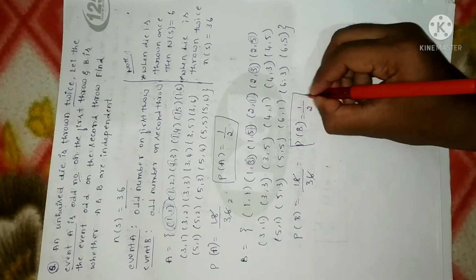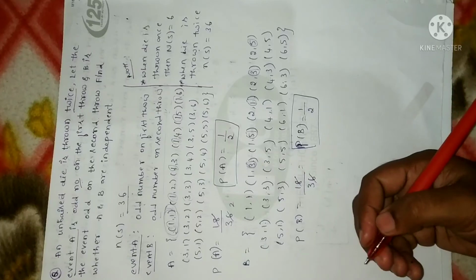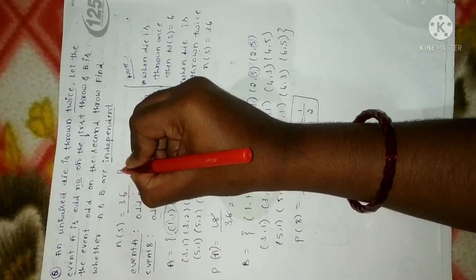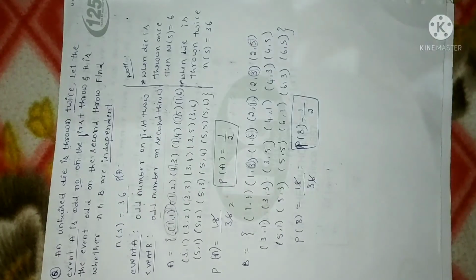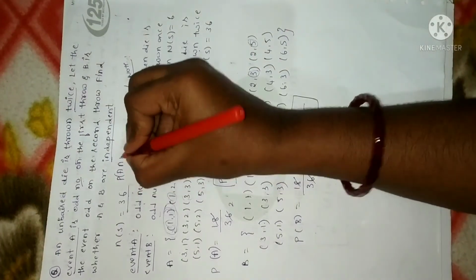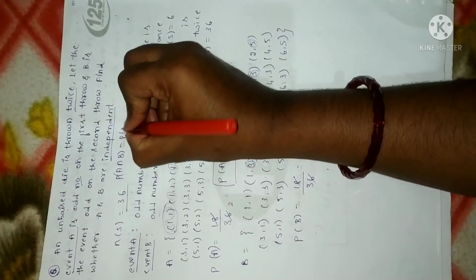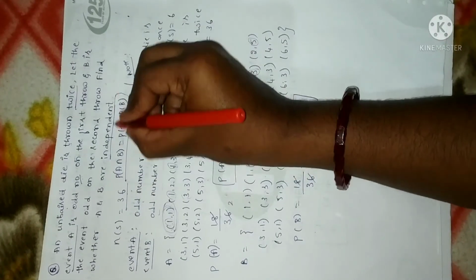So I have calculated the probability of A and the probability of B. So when do we say two events are independent events? Only when it satisfies this condition. I have already given this in the previous problem also. You can cross check it if you want. So the probability of A intersection B will be the probability of A into the probability of B. That should satisfy this condition when they are independent.